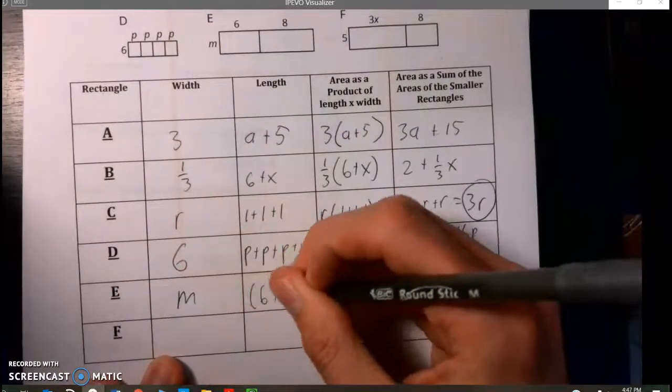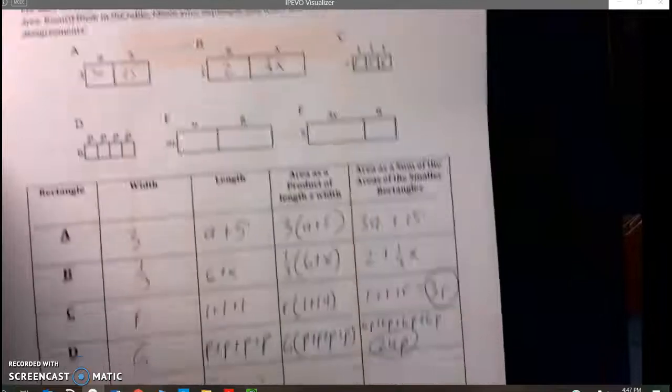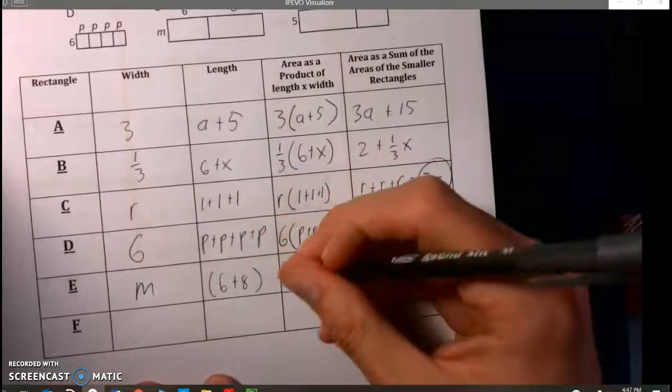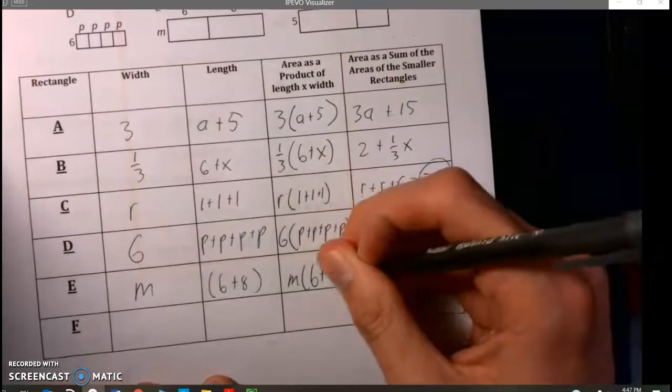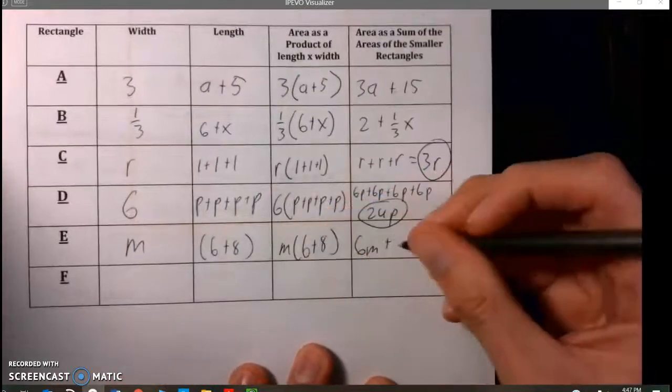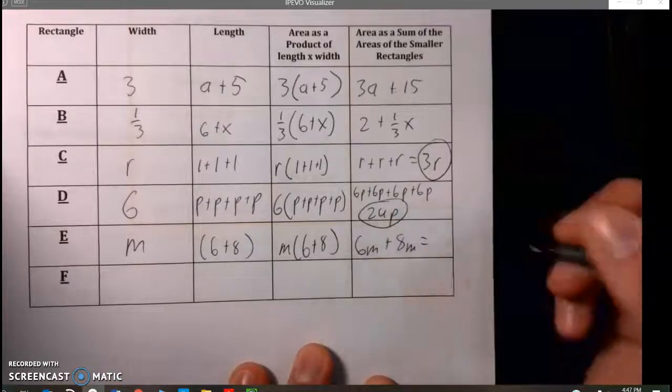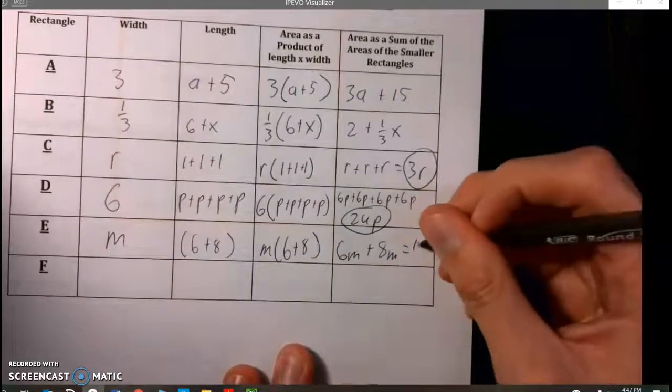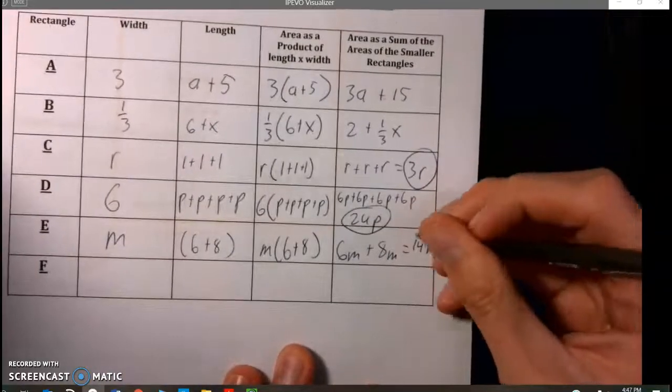M, 6 plus 8 for E. This is a distributive property problem. M times 6 is 6M. M times 8 is 8M. Since they both have M's, they can actually be added together, and that would be 14M.